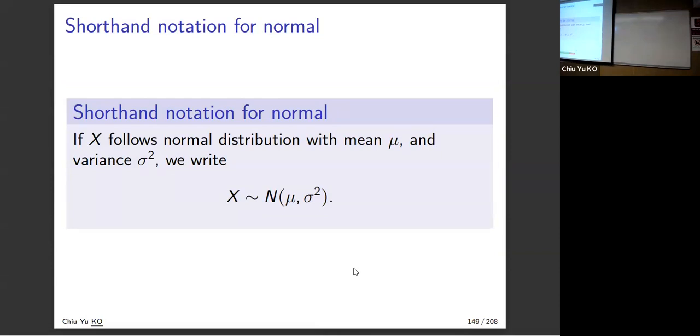Here is the notation we will use for the rest of our class. We say X follows a normal distribution with mean mu and variance sigma square. You can read it as "follows a normal distribution" or "is distributed as normal"; that is the notation.